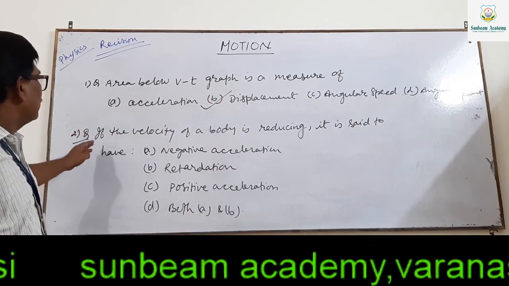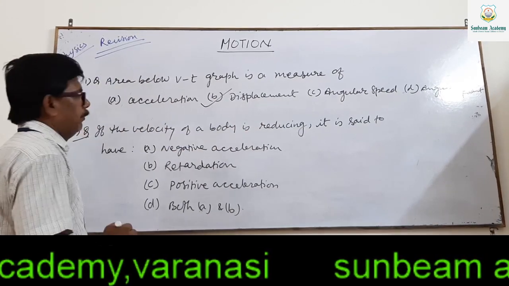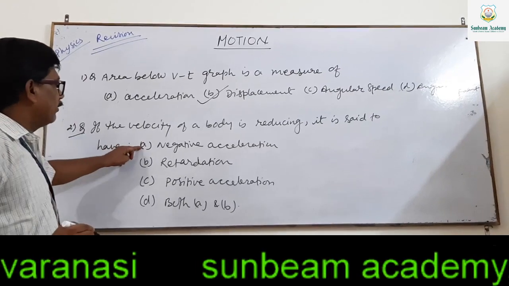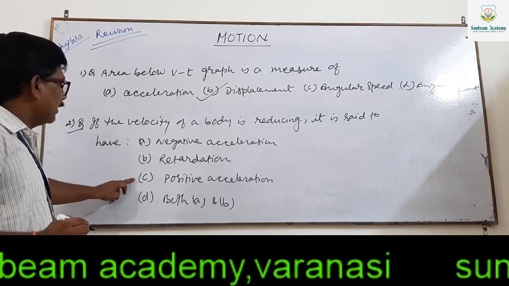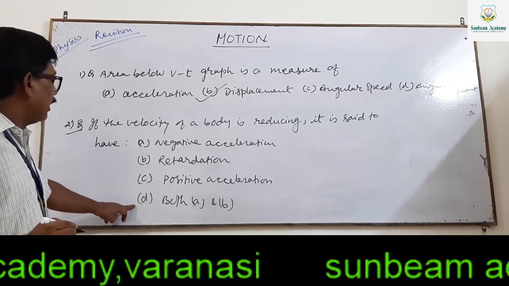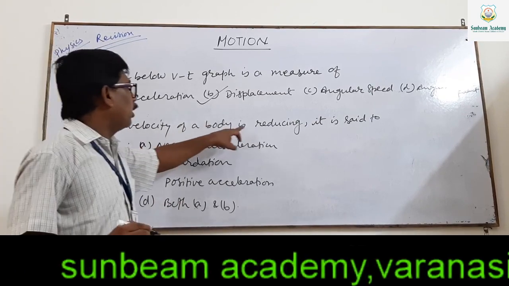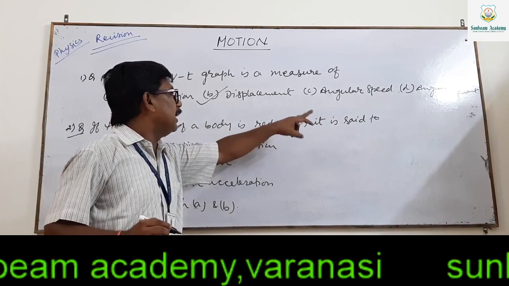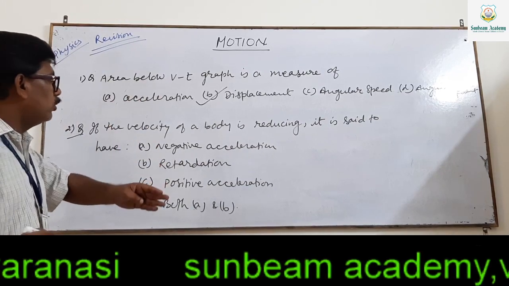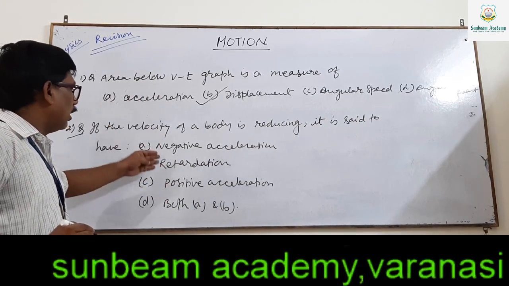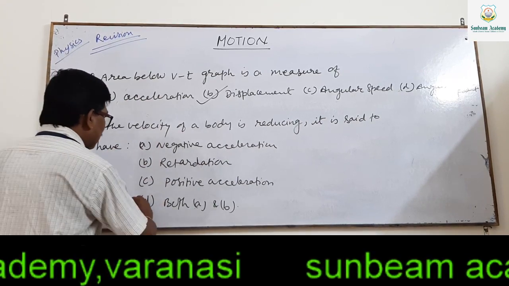The second question is: if the velocity of a body is reducing, it is said to have. First option is negative acceleration, second is retardation, third is positive acceleration, and D is both A and B. So here you see, if the velocity of a body is reducing, I have already told you, that is negative acceleration or retardation. So the last choice, both A and B, is correct.